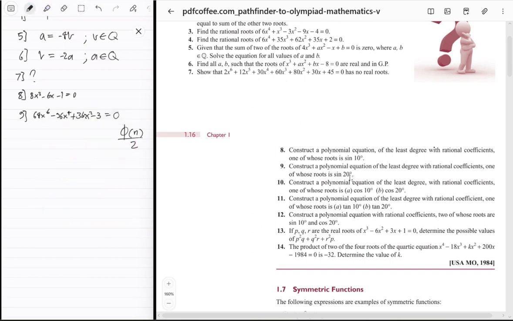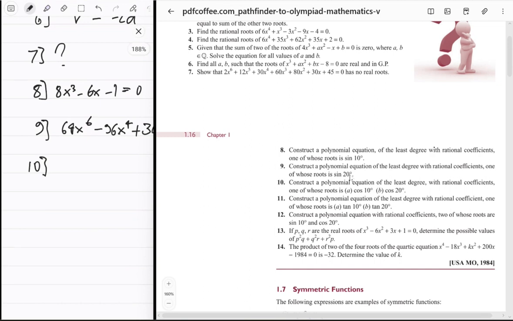Okay, 10th question. Construct a polynomial equation of least degree with rational coefficients, where one of the roots is cosine of 10 degrees and the other one is cosine of 20 degrees. Right. So one is cosine of 10 degrees, other is cosine of 20 degrees. Once again, we know what 10 degrees is. Hey, that's actually not that hard.